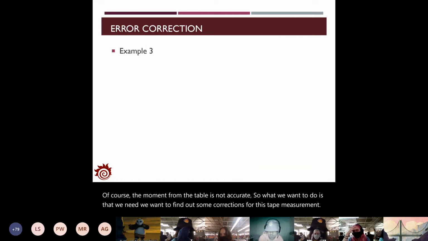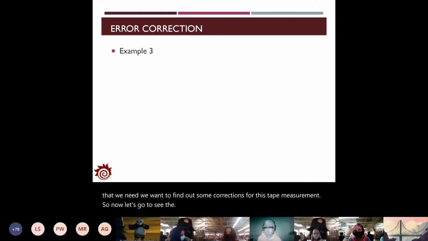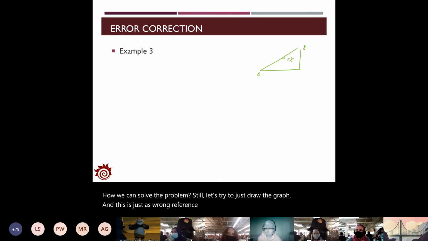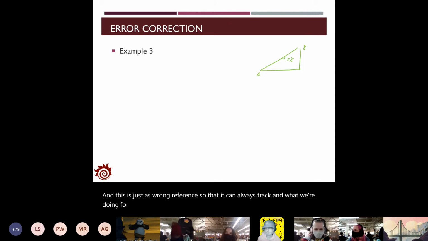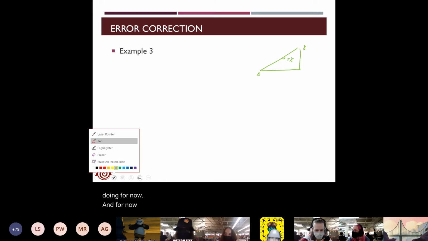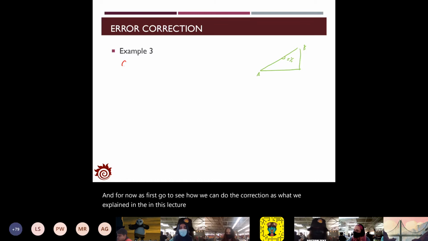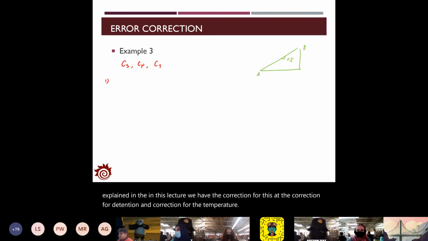So now let's see how we can solve the problem. Still, let's try to just draw the graph, and this is just one reference so that you can always track what we are doing. For now, let's first see how we can do the correction. As we explained in the lecture, we have the correction for the sag, the correction for the tension, and the correction for the temperature. Well, let's start with the simplest one, the tension.